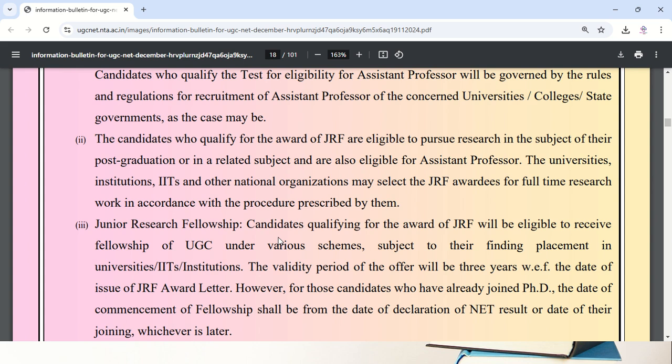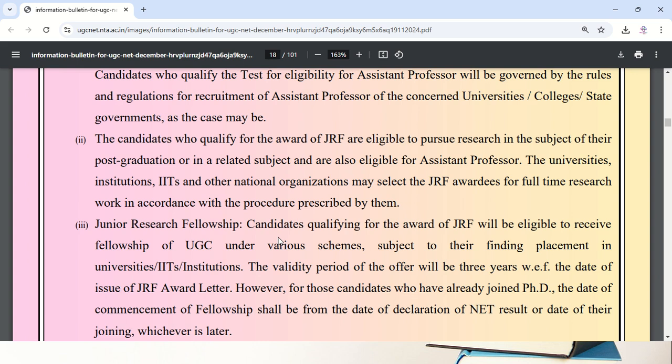And a very important thing, the JRF fellowship. The JRF will be eligible to receive the fellowship under various schemes, subject to finding a placement in a university or IIT institution. The validity period of the offer will be 3 years. Once you join a particular institution for JRF, various schemes will be available under UGC. The validity period for JRF will be 3 years from the date of issue of the JRF award letter. When you receive the award letter of JRF, from that date onwards 3 years is valid.